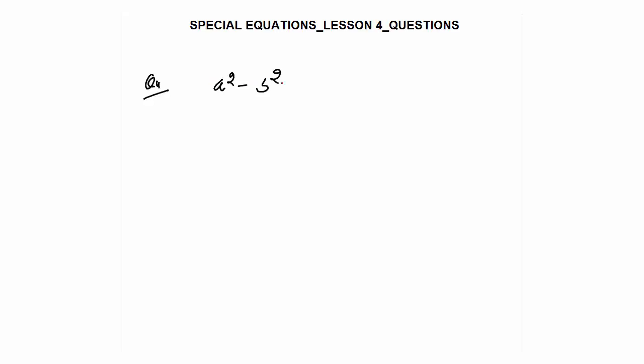Question number 4: a square minus b square is equal to 105. Now pause the video and try to solve it yourself. You need to find the positive integer solutions. How many positive integer solutions will we have for a and b?